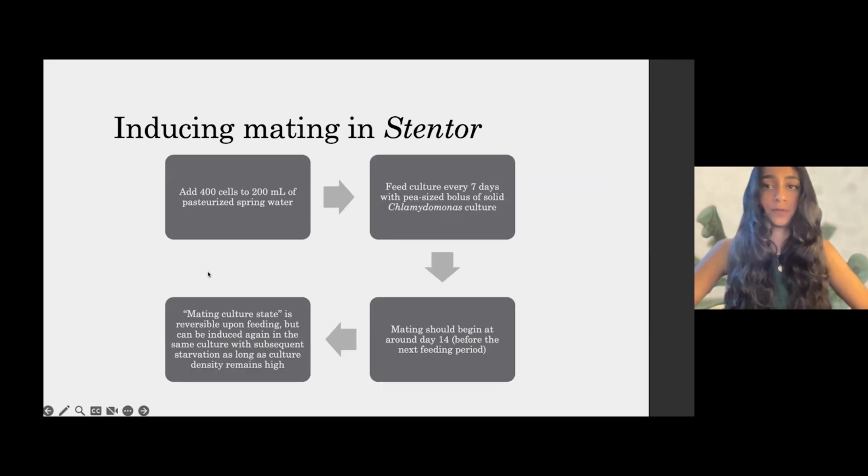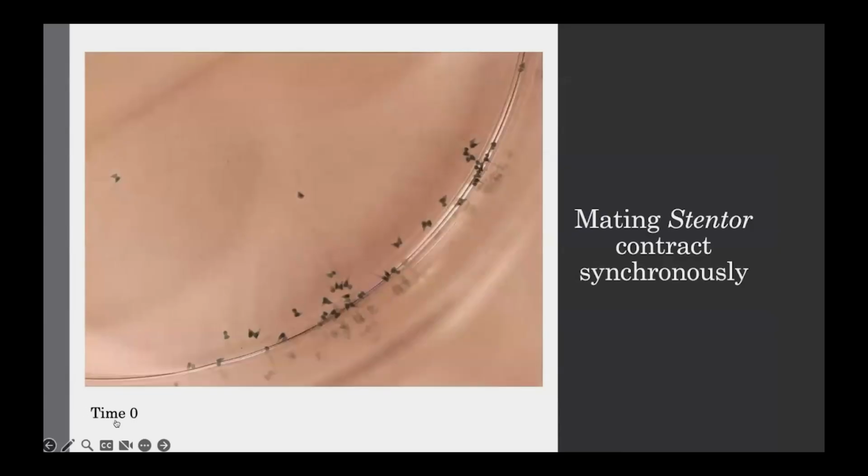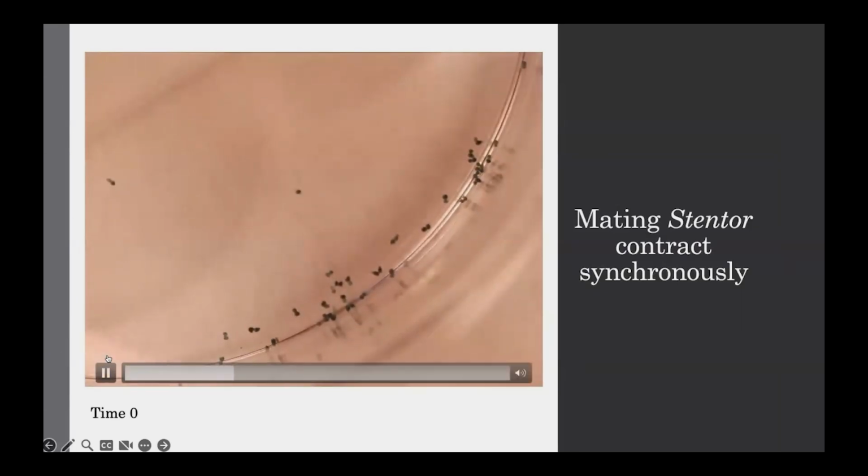So there are two factors, in short, that produce this mating phenotype in Stentor: high density and starvation conditions. It seems that when the Stentor are under these stressful conditions, they want to maximize their chance of survival, and so they start exchanging or maximizing genetic diversity by mating. Once I was able to induce mating, I wanted to see how they respond to mechanical taps.